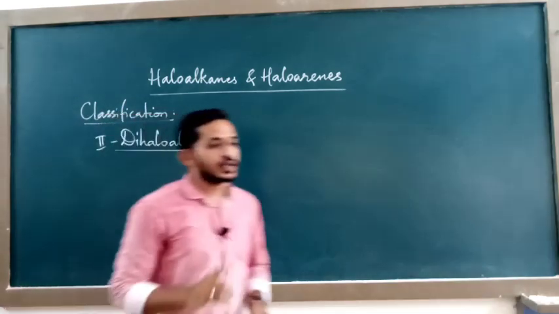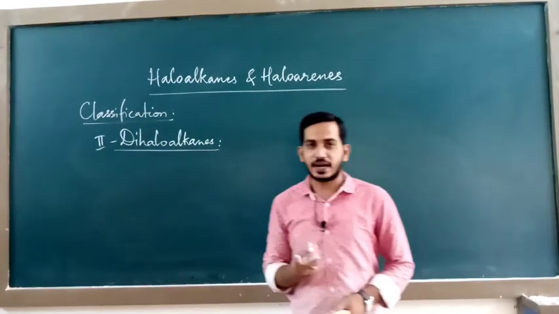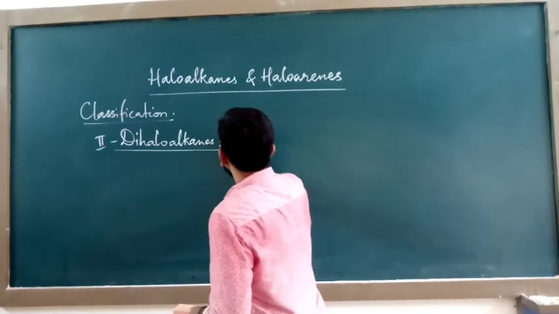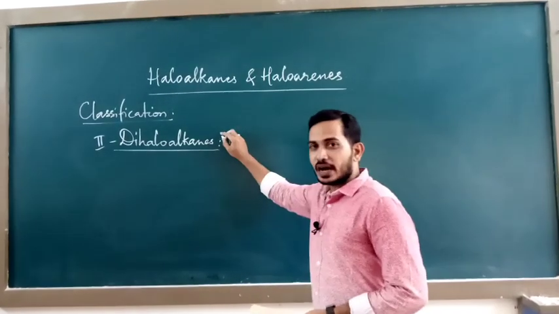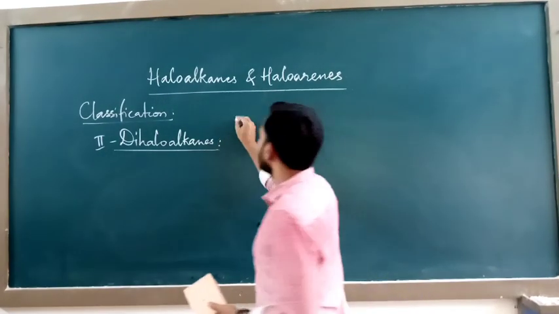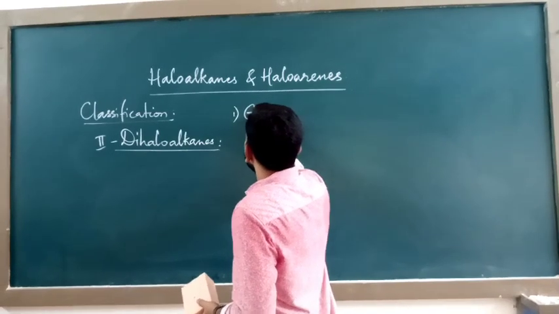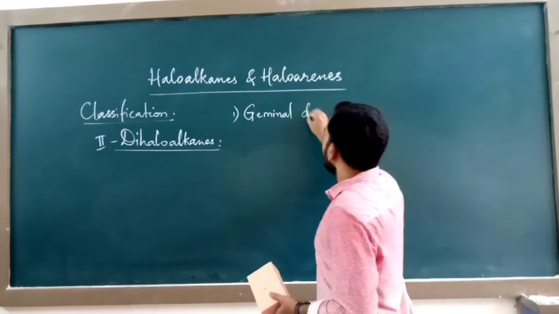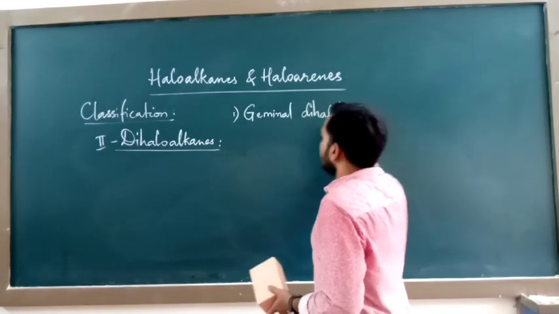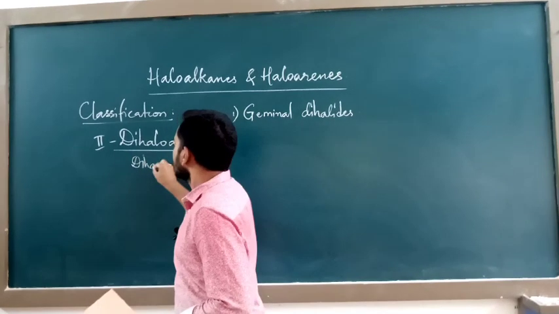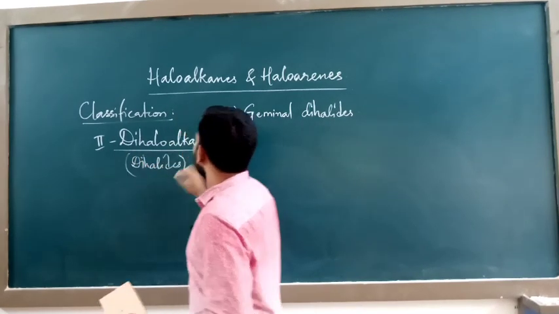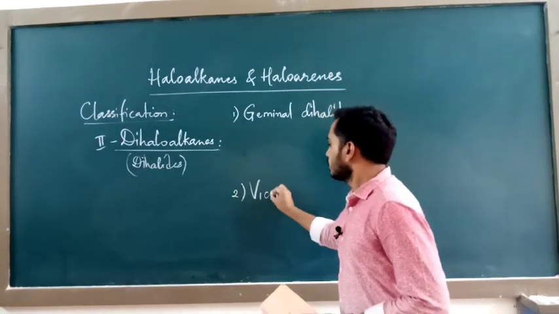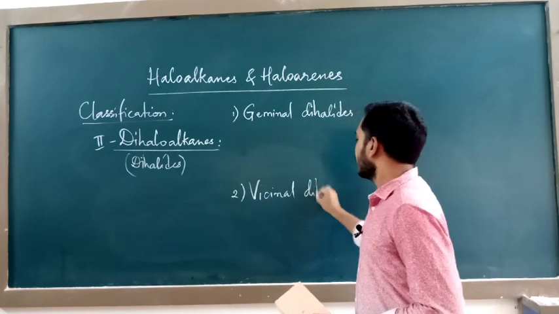Dihaloalkanes are the organic compounds in which 2 hydrogen atoms of an alkane are replaced by 2 halogen atoms. Let us see how they are classified. They are classified on the basis of nature of carbon atom to which halogens are attached into 2 types. First type is geminal dihaloalkanes, or simply dihalides. Remember, they can also be called as dihalides. First is geminal dihalides and the second one is vicinal dihalides.